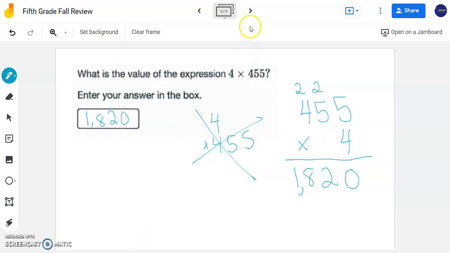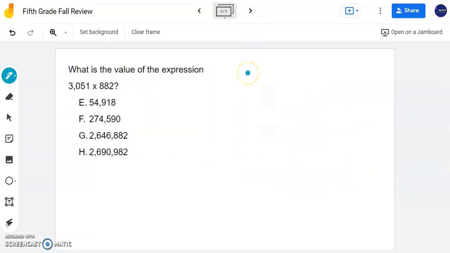So now for this next problem, it says, what is the value of the expression 3,051 times 882? Now, this is a multiple choice problem. You're selecting one answer. However, this answer doesn't just come out of the sky. It doesn't just appear. You have to use your scrap paper here. And this is where you take out your scrap paper and your pencil and you rewrite this problem, setting it up whatever multiplication method you would like to use.